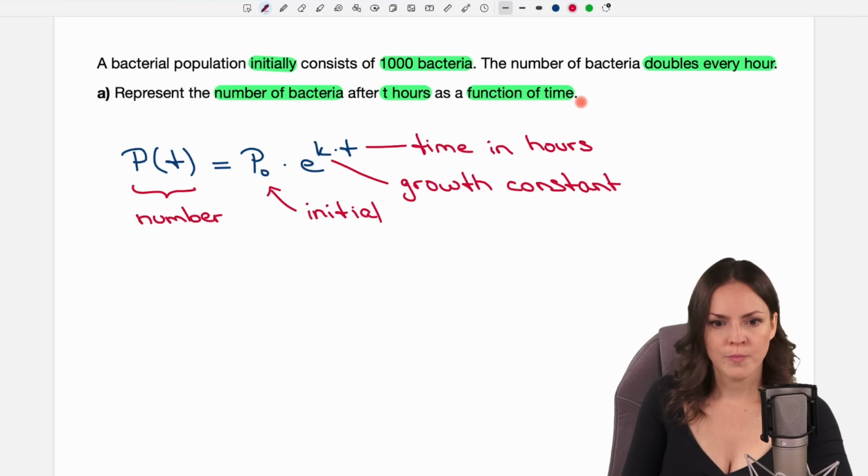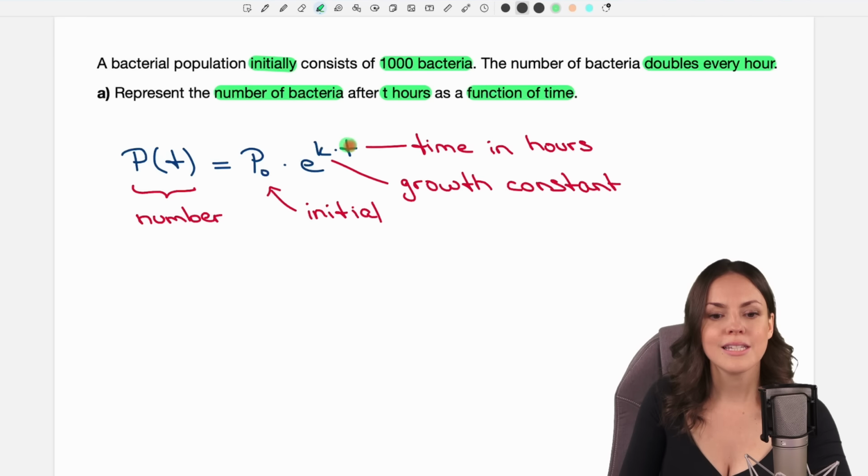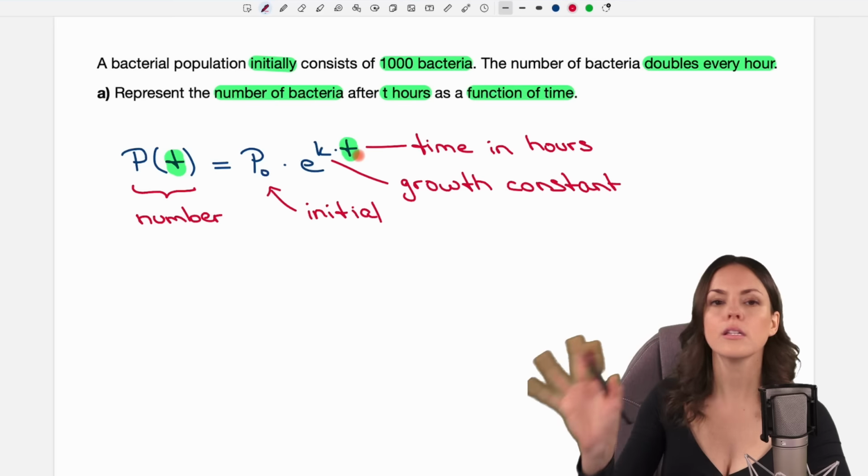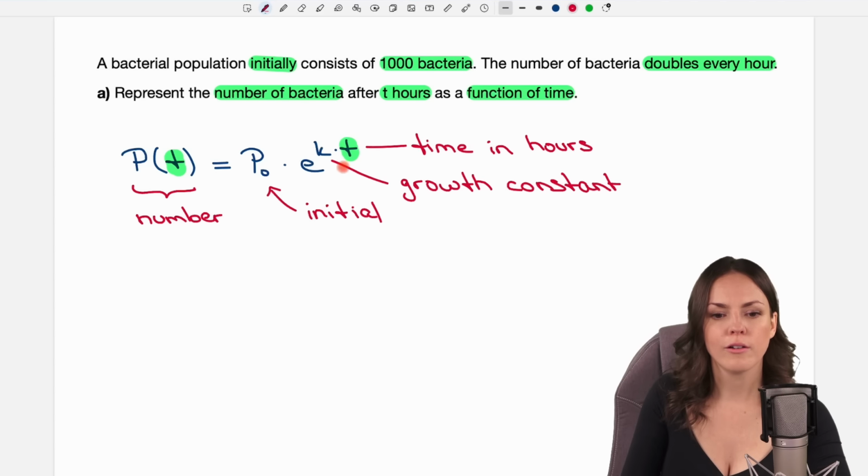Okay, so the thing is that we have to find our function of time, so our t, which is our variable, will stay in this function till the very end. So we don't want to find something for t, but we want to find something for k and for P0. These are the two values that we have to insert here.